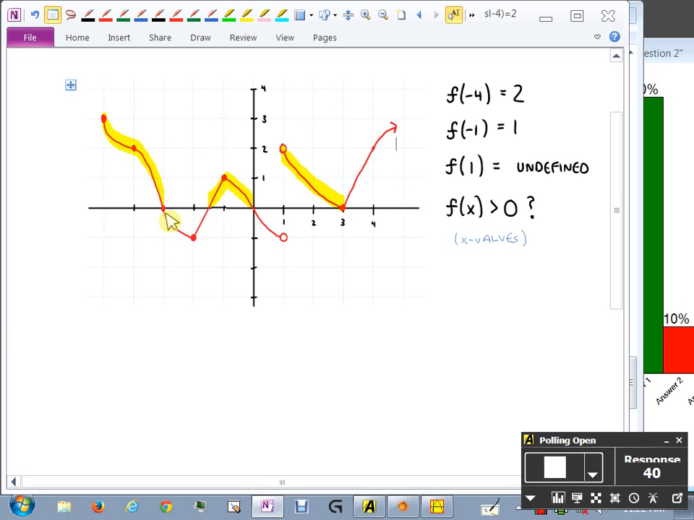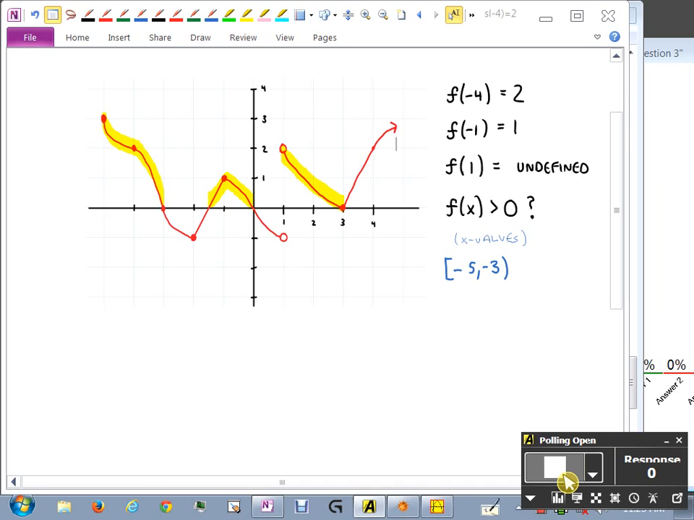So I'm going to say, my answer is going to go in here, all right? I want to say everything from negative 5 to negative 3. I want to include negative 5. I do not want to include negative 3. Let's take a poll. Do you understand that? We're not done with this. That was just that first yellow section.